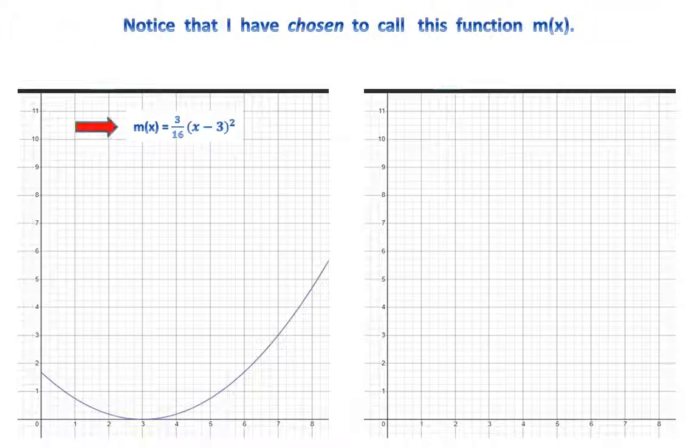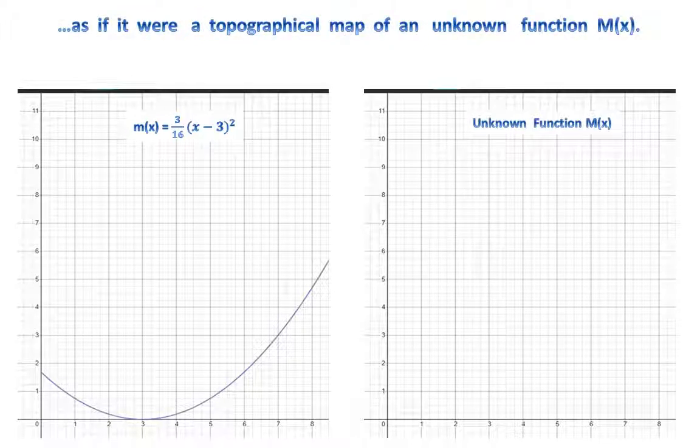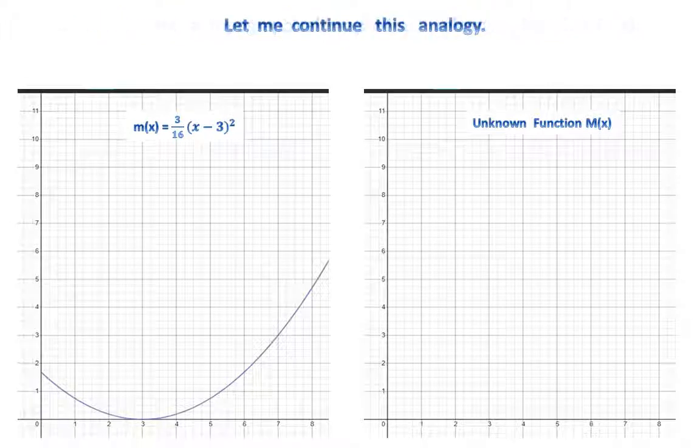is treated as if it were a topographical map of another function. Notice that I have chosen to call this function little m of x. I am choosing to interpret this function little m of x as if it were a topographical map of an unknown function capital M of x. Let me continue this analogy.